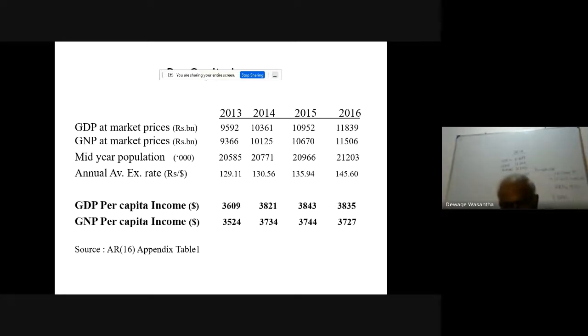If you have the 2020 annual report, you have the key economic indicators, just before chapter 1 of the economic report. You can see the depreciation rates also. Average annual exchange rate, for example, 2016, 145, 2017, 152, 2018, 162, 2019, 178, depreciation increasing. Even GDP also falling. Because of that, per capita income is decreasing. Right? Okay, next one.